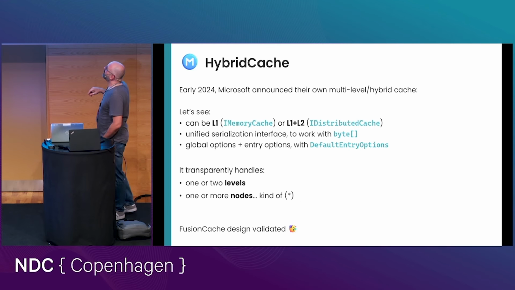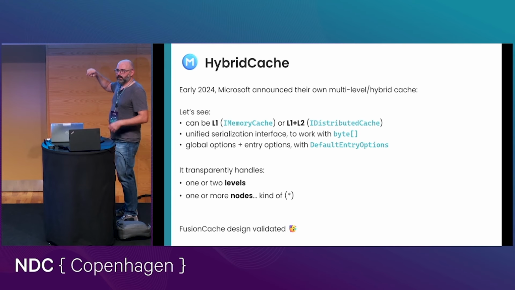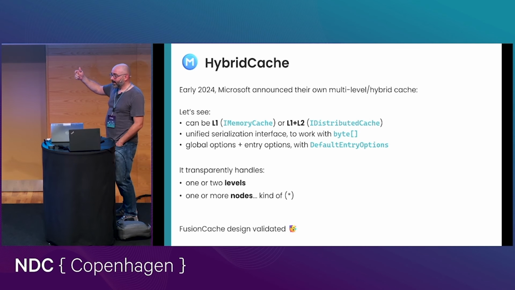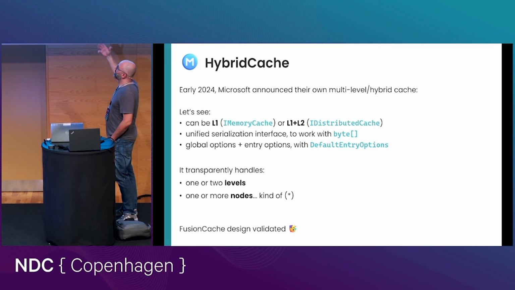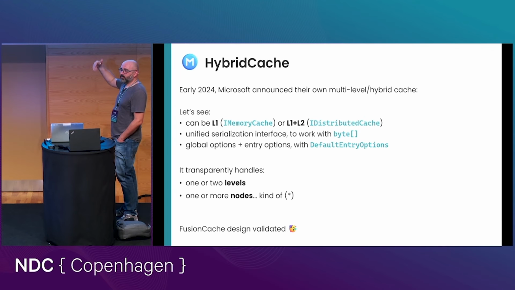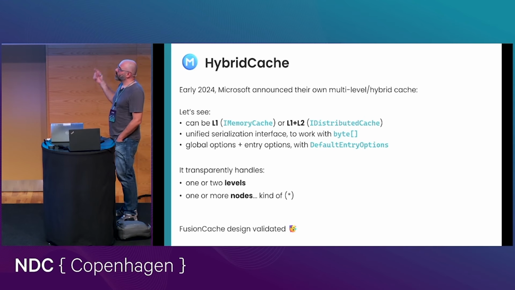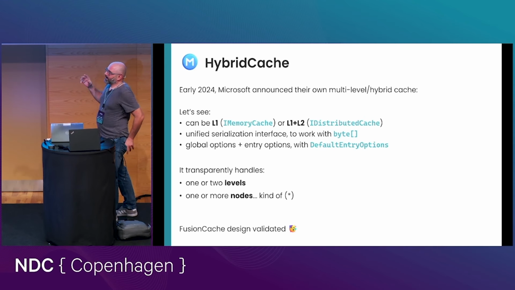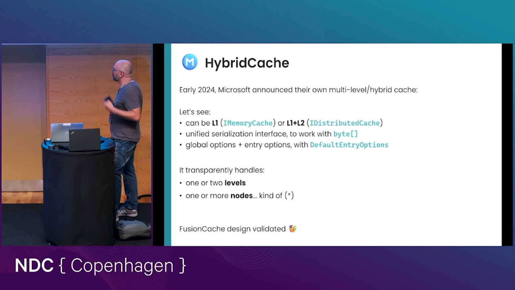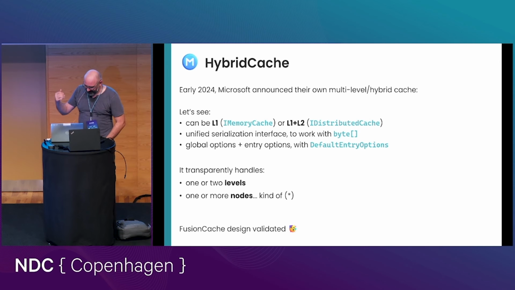So in early 2024, Microsoft announced their own multi-level cache. Let's see what they announced. It can be L1 or L1 plus L2. For L1, it's IMemoryCache, and for L2, it's IDistributedCache. They came up with a unified serialization mechanism and an interface and abstraction to work with byte arrays for the distributed cache. And it has a set of global options and some entry options with default entry options. And it transparently handles 1 or 2 levels and 1 or more nodes. Kind of. We'll get there in a second. So the FusionCache design was validated. I mean, I was happy about it because it was like, yay, 5 years earlier.